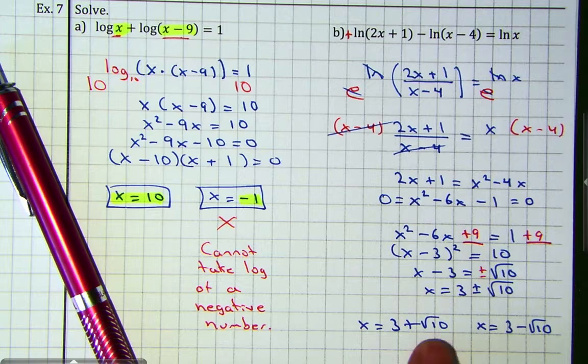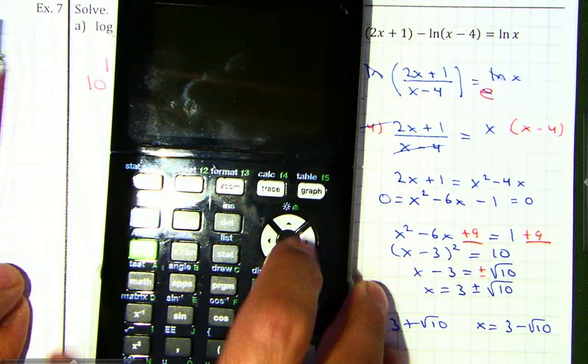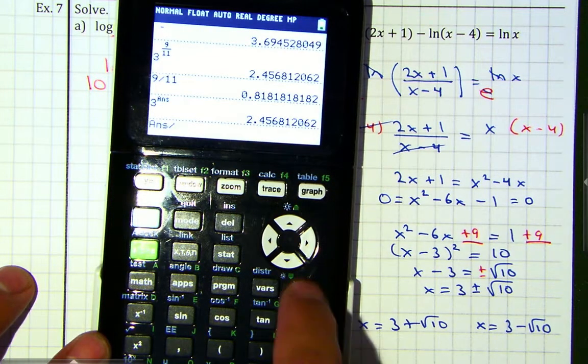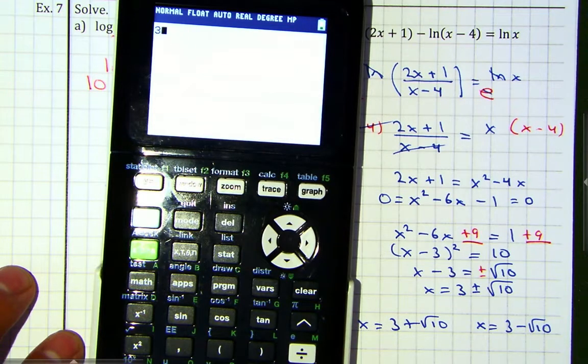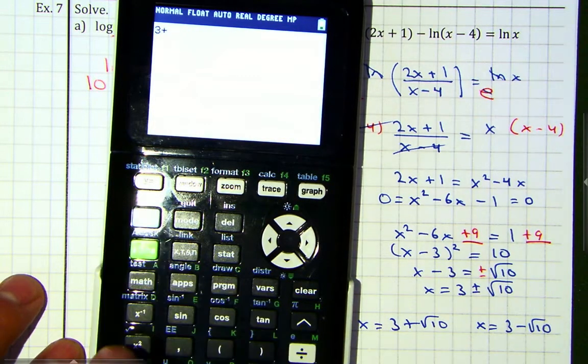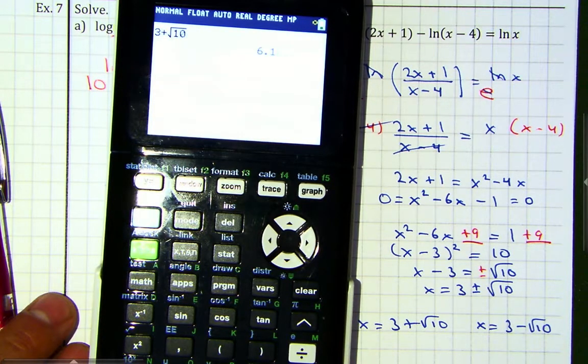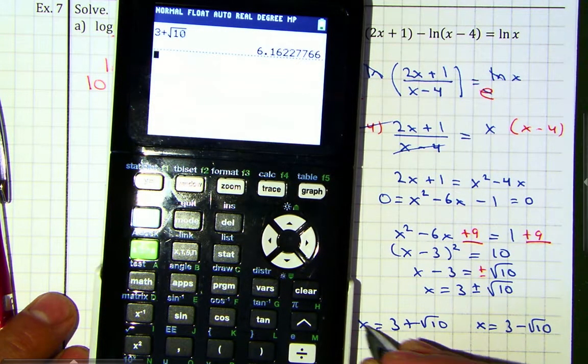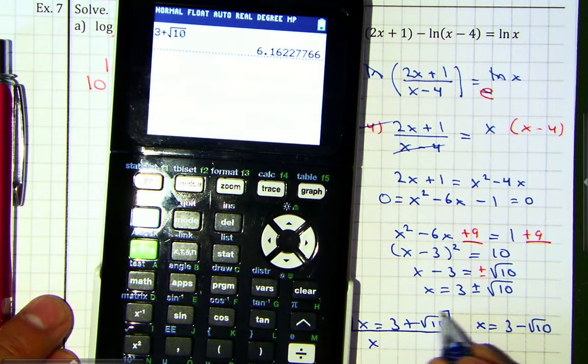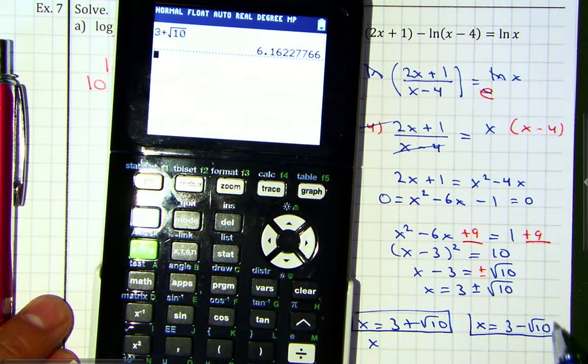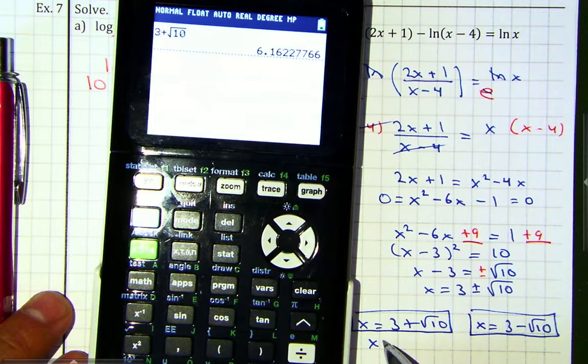Now, square root of 10 is about 3.1, right? But we can actually do it on the calculator. If you don't have a calculator, then you just have to estimate it, and you might have to do that for the test. That should be about 6.1. So this is the exact answer. We don't know if both of them are correct. One of them might be an extraneous solution. This will be an approximation.